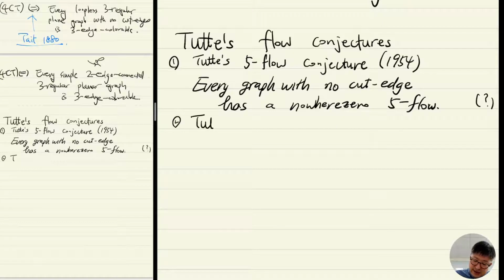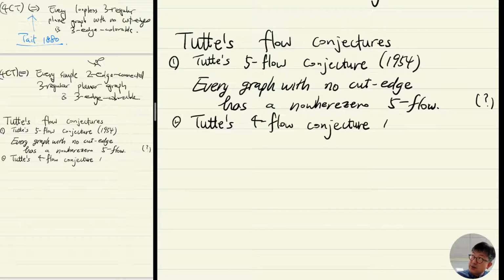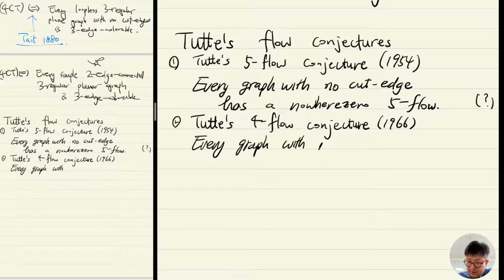Second conjecture. Okay, so the second conjecture is the 4-flow conjecture. This was proposed in 1966. So every graph with no cut edge, because if you have a cut edge, you don't have any nowhere-zero flows. So if you have a cut edge, then in any circulation, this cut edge will have value 0. So there will not be any nowhere-zero flows.